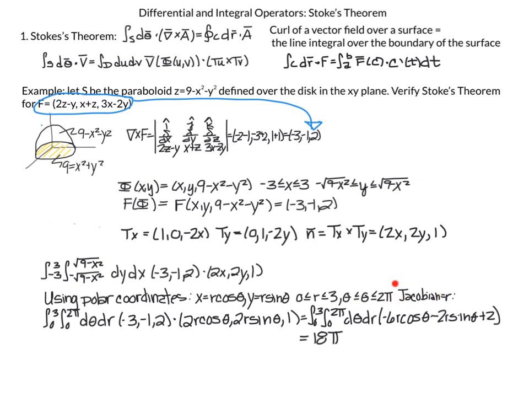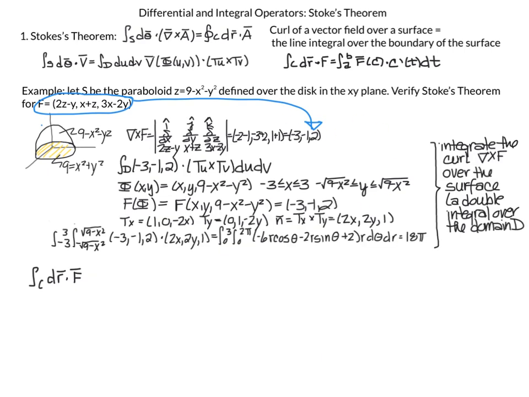And just to remind you, we need to multiply by the Jacobian since we're transforming from rectangular coordinates to polar coordinates. And my Jacobian is equal to r for polar coordinates. So my integral becomes r goes between 0 and 3, theta goes between 0 and 2 pi, and then I have my -3, -1, 2. My 2x becomes 2r cosine theta, my 2y becomes 2r sine theta, and my 1 remains 1. I do my dot product, and I get my integral of -6r cosine theta minus 2r sine theta plus 2. And if you do this integral, you get 18 pi.